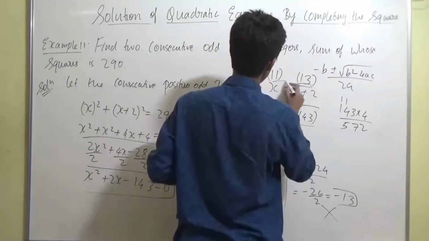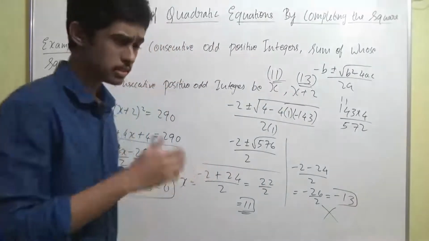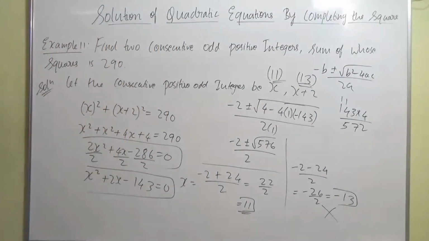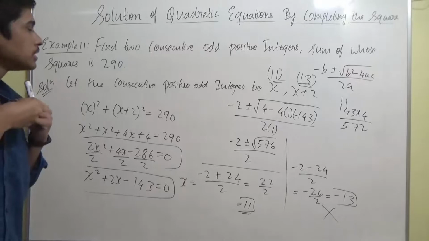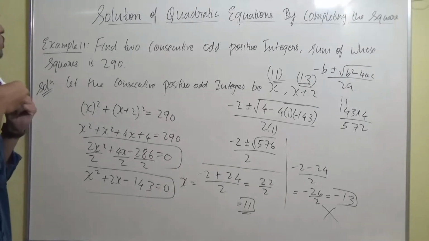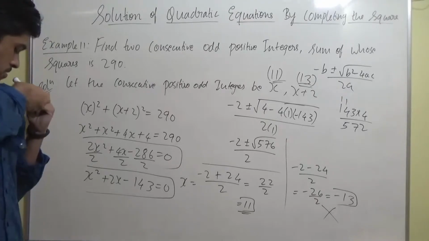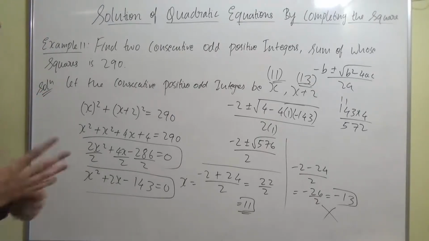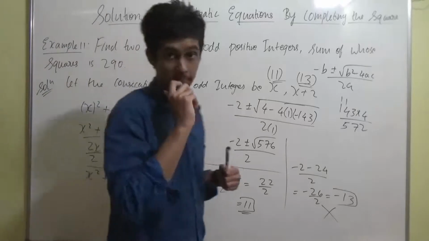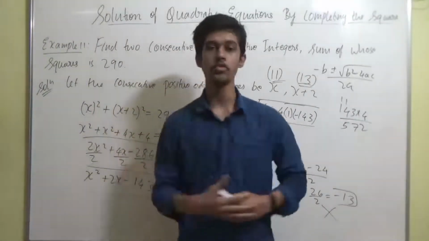These are the two consecutive positive integers whose sum of the squares is 290, right? That's it, guys, that's the answer. 11 and 13 are the answer. So this was your Example 11 of your NCERT textbook, guys.